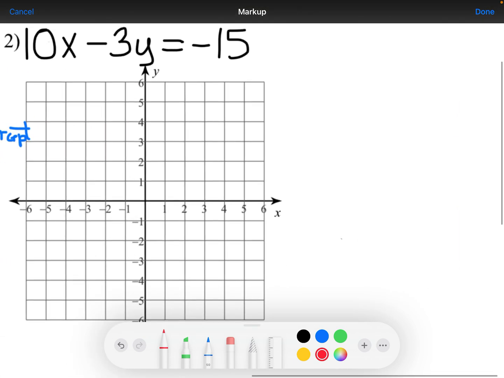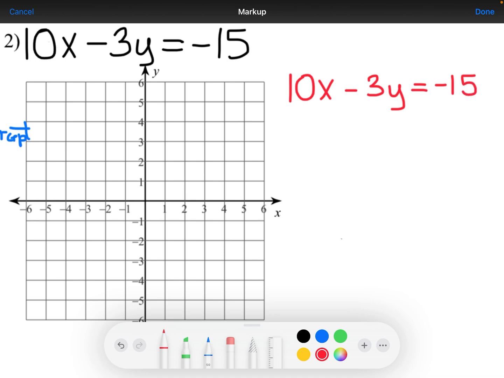So the first thing I'm going to do is rewrite my equation so I have room to solve for y. In order to solve for y, we're going to start by removing the x term. Then we are going to divide by the coefficient of the y. So let's start with the x term. 10x is a positive because there's no sign in front, so I know it's a positive 10x. The inverse operation is negative, or subtraction. So we're going to subtract 10x from both sides of our equal sign.